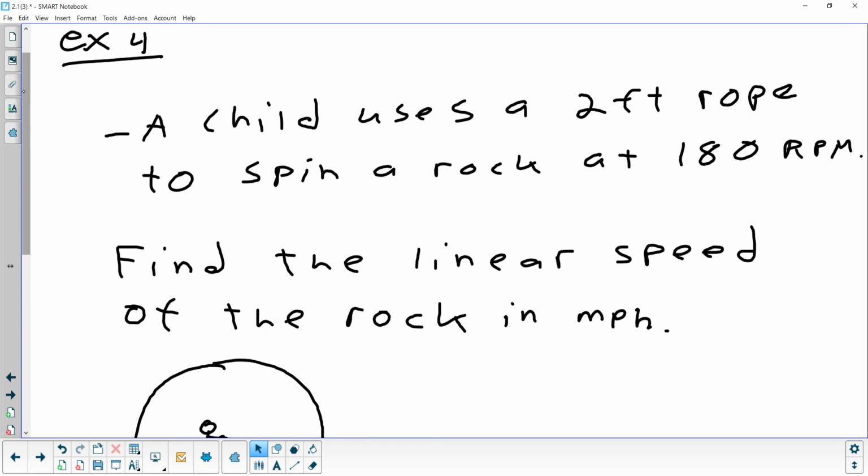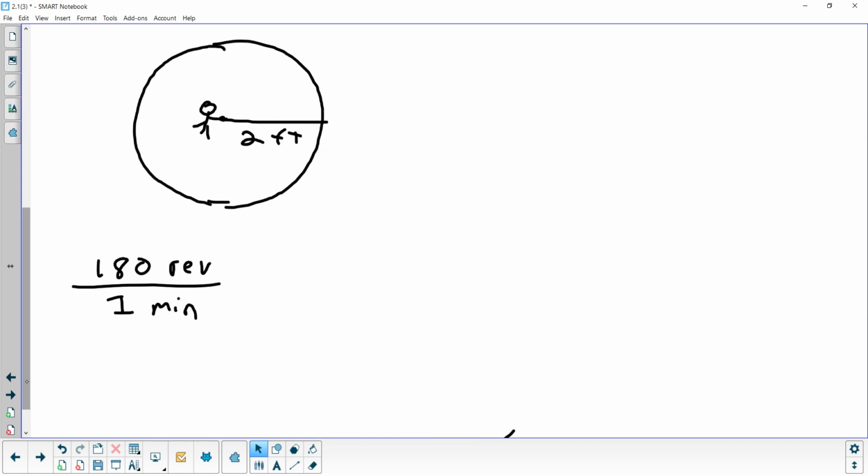Alright, so Vivian, looking at the time unit, let's start with that. The time unit that they gave me to start with is what? Per minute. Minutes. And the time unit that I want to get in the end is what? Per hour. Hours. So I don't have the right time unit. Let's take care of that first. So let's get rid of minutes and turn it to hours.